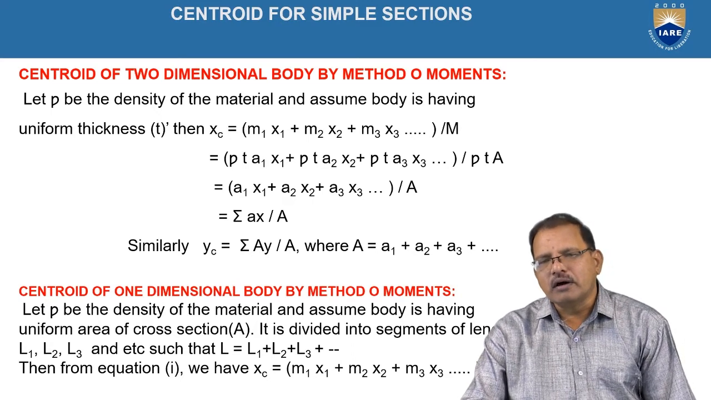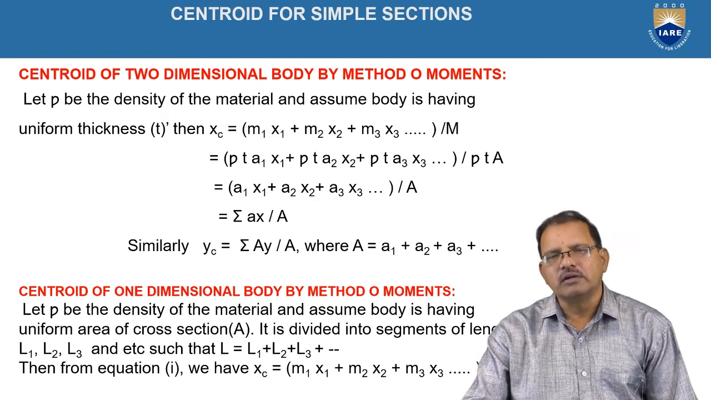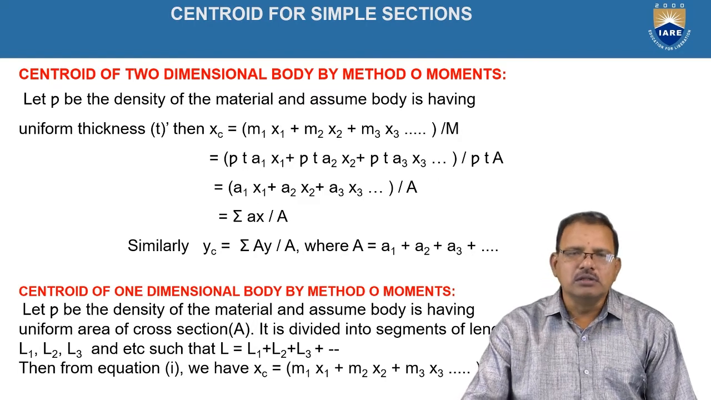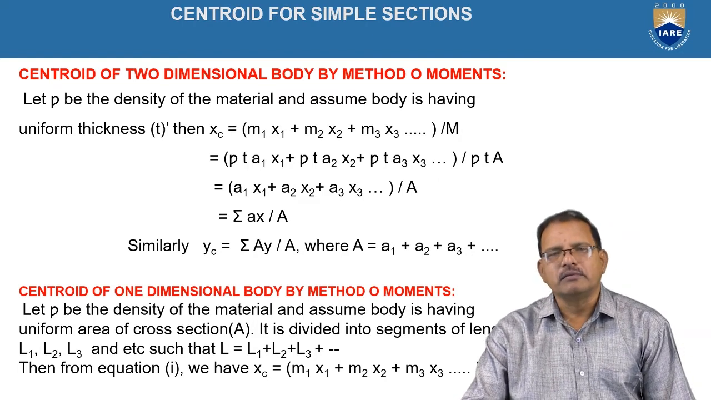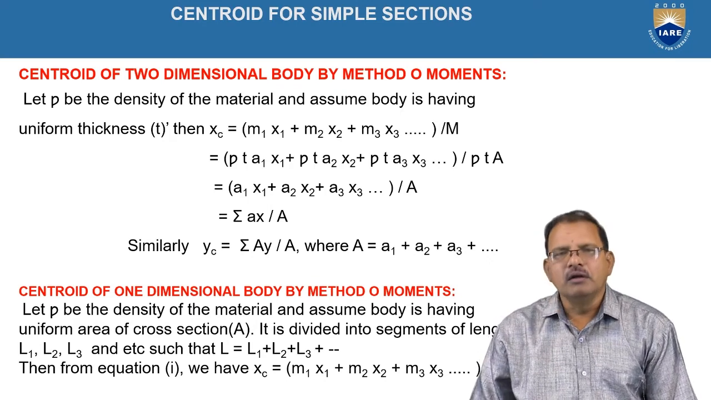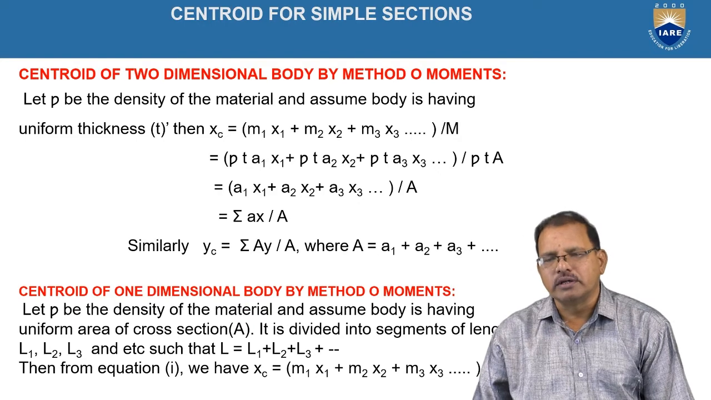And when it is in the form of area, we can write xc is equal to a1 x1 plus a2 x2 divided by a1 plus a2. Yc is equal to a1 y1 plus a2 y2 divided by a1 plus a2. These equations are generally used for determination of center of gravity of composite figures, where a1, a2 represent the area of each element into which the object is divided.